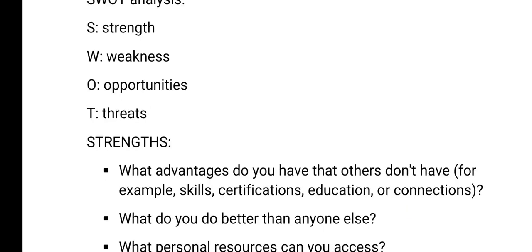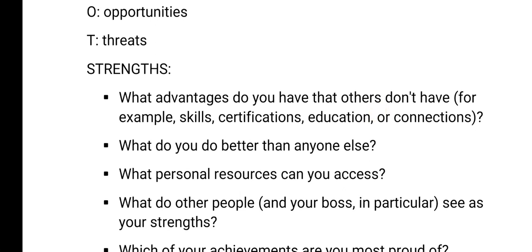First of all, I would like to talk about strengths. You must try to understand what advantages you have that others don't have. For example, what skills do you have, what certifications do you have, or just examine your connections and your education, and in this way you'll be able to understand what advantages you have that others do not have. Try to find out what you do better than anyone else. So you will come to know what you can consider as your strength.